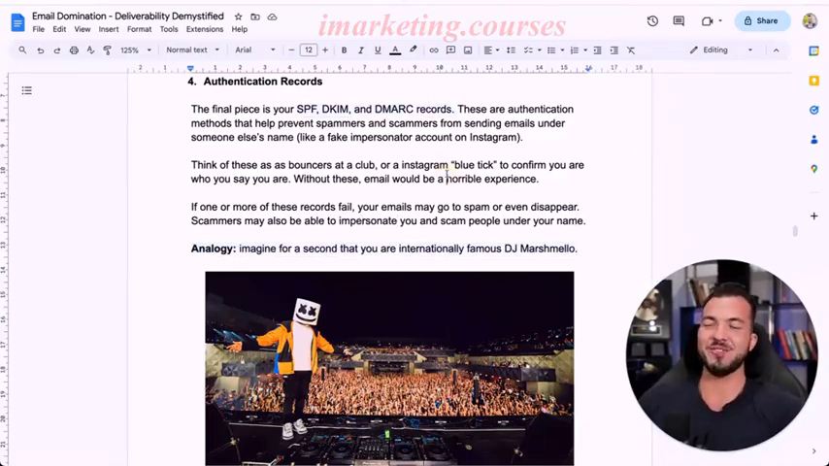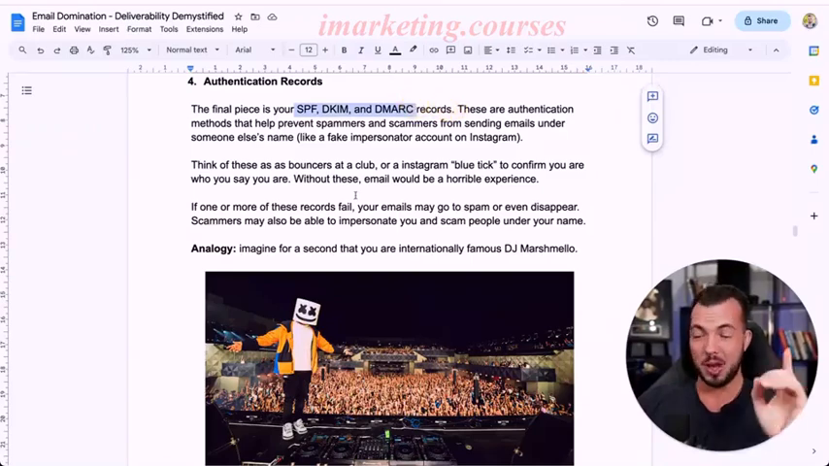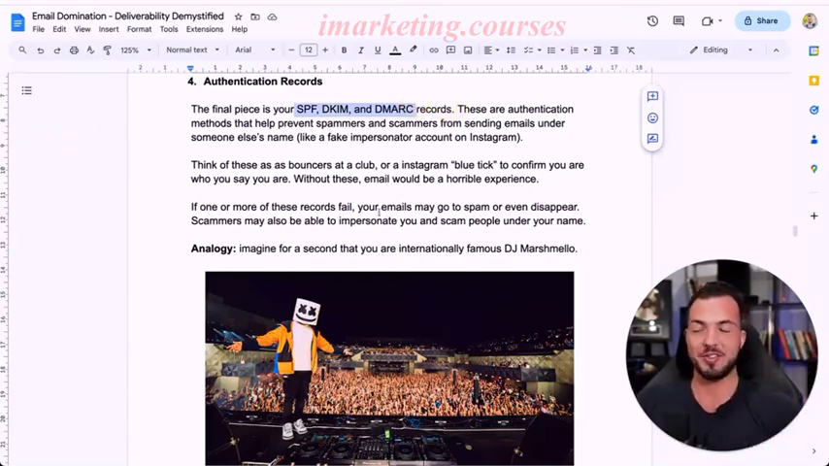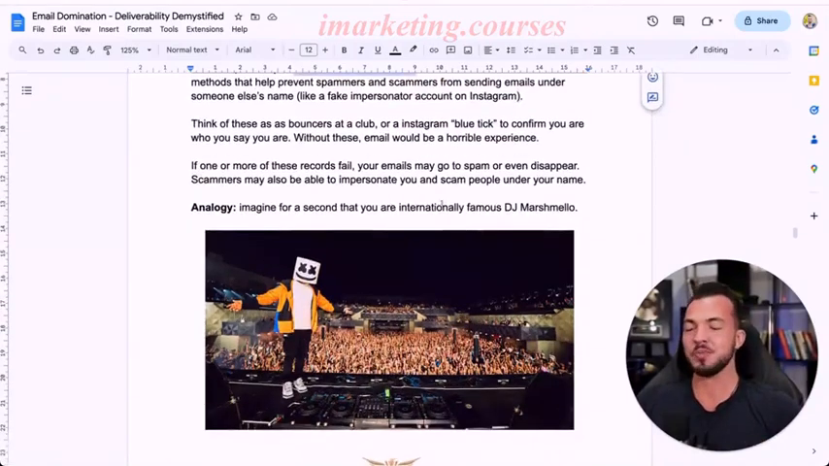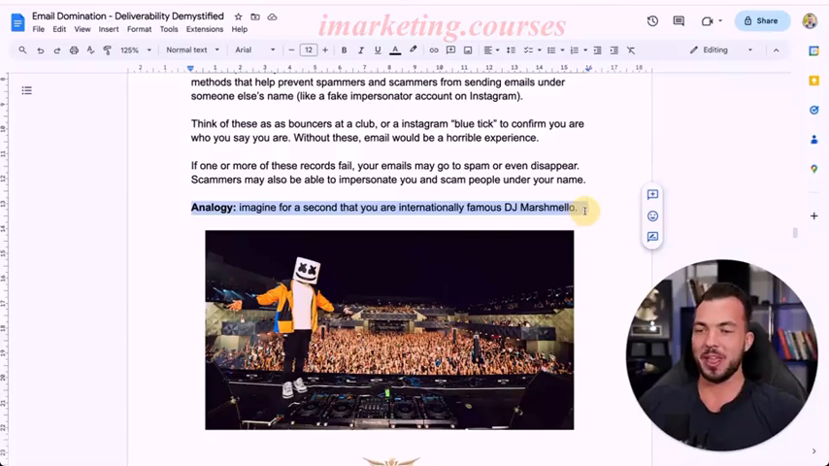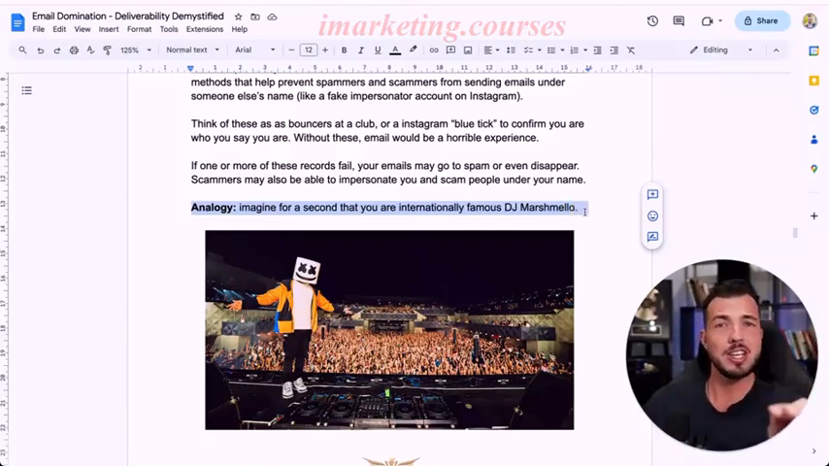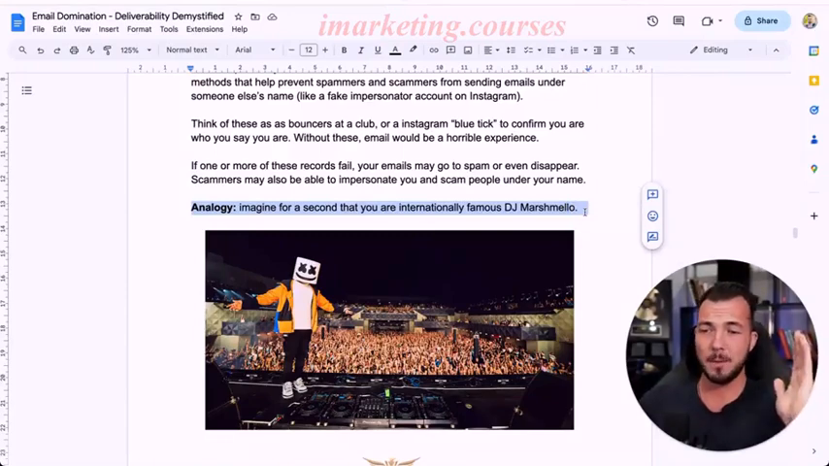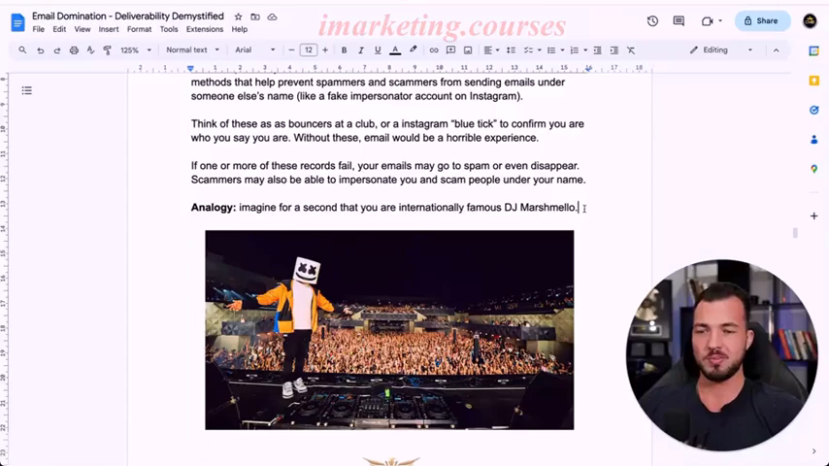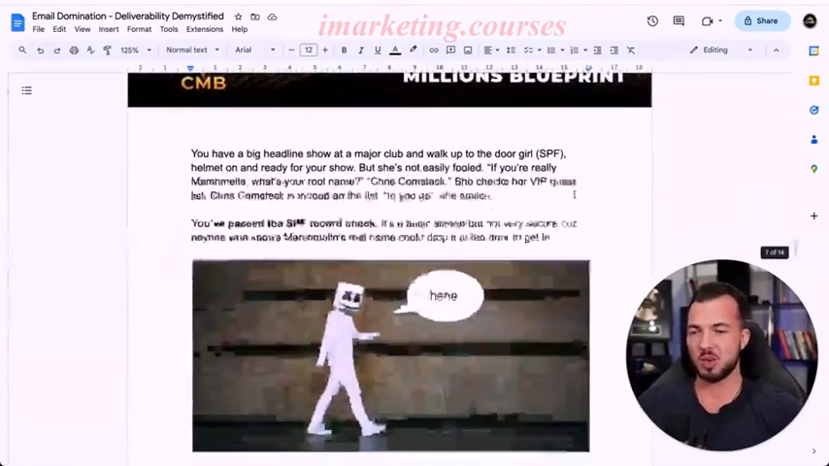So the best way I have to explain what each of these records is and what they do, bear with me for a second. I'm going to use a fun analogy that I came up with last night. I want you to imagine for a second that you are no longer you. You are now internationally famous DJ, producer, and artist Marshmello. If you haven't heard of him, welcome to planet Earth. This is Marshmello, one of the biggest DJs in the world, okay?